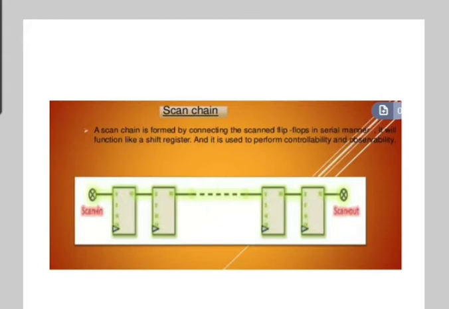Full scan testing is carried out in two phases, phase 1 and phase 2. Phase 1 tests the scan register by shift register, and phase 2 tests single stuck-at faults in combinational logic. So the test generation time is very small for full scan.